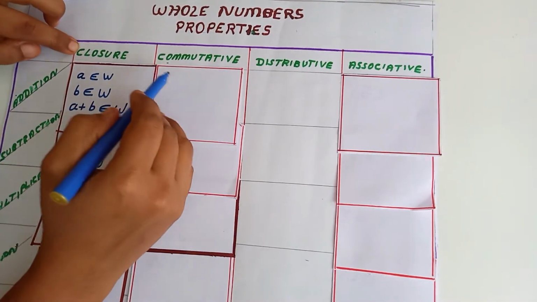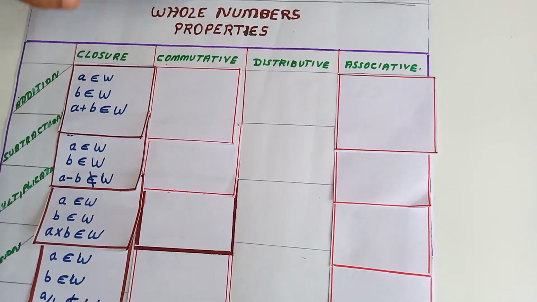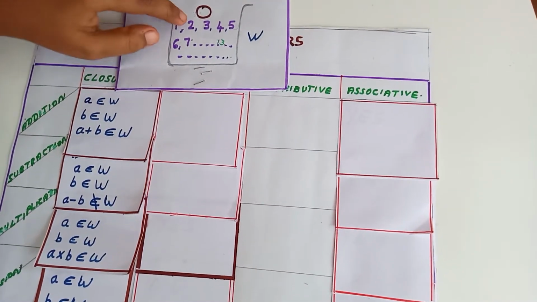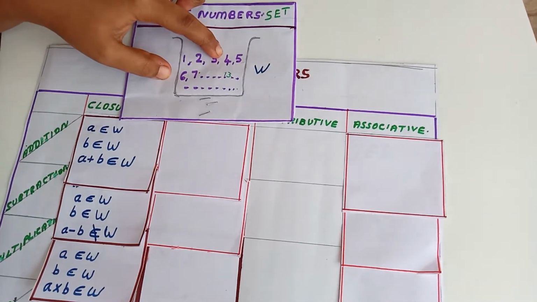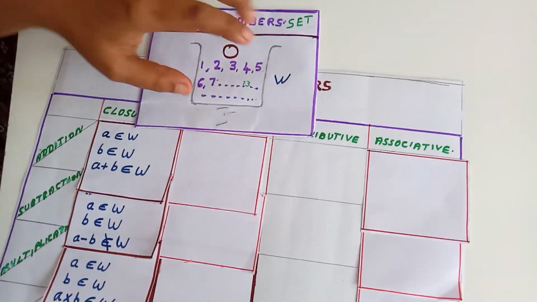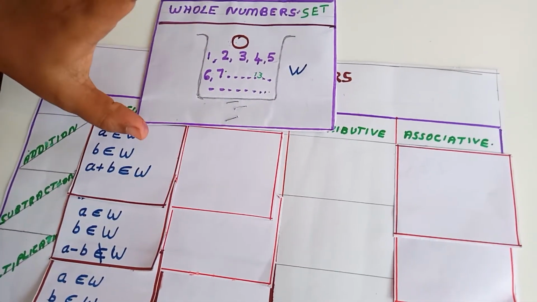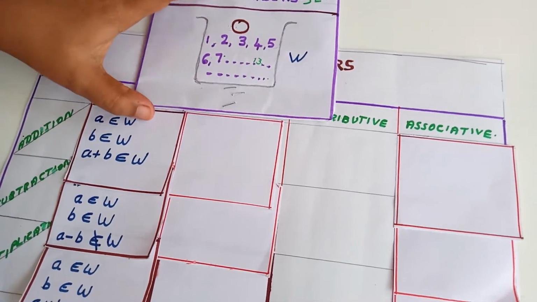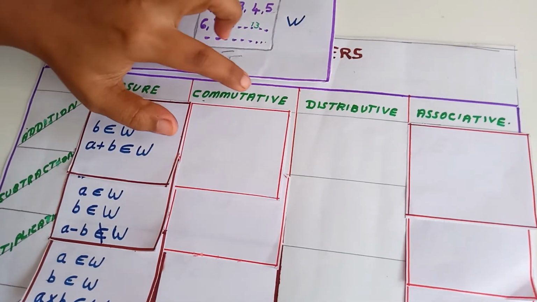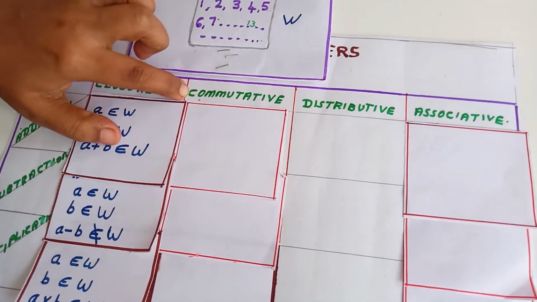Coming back to the commutative property. Do you remember what the commutative property is? Just take two numbers from this and add. Then reverse the order and add again. If both the answers are the same, we can say that it is satisfying. The whole number set is satisfying the commutative property.